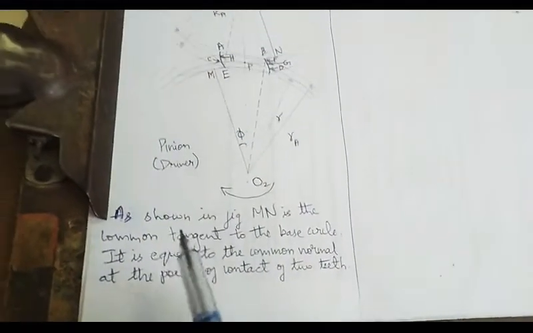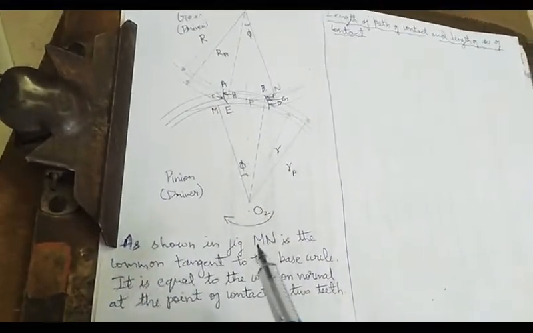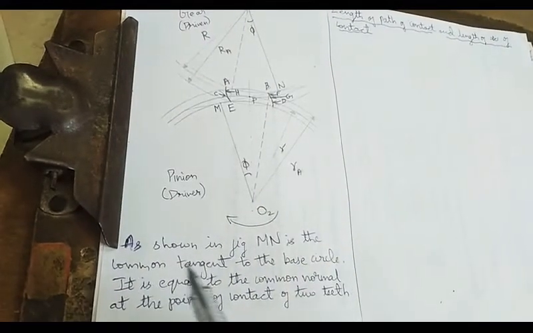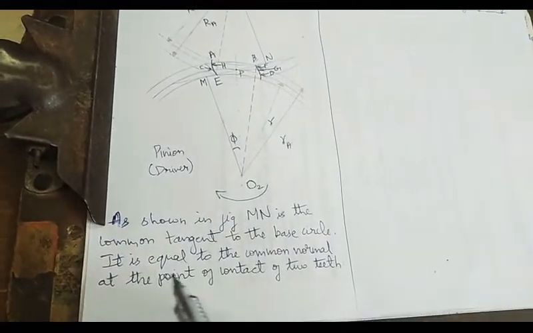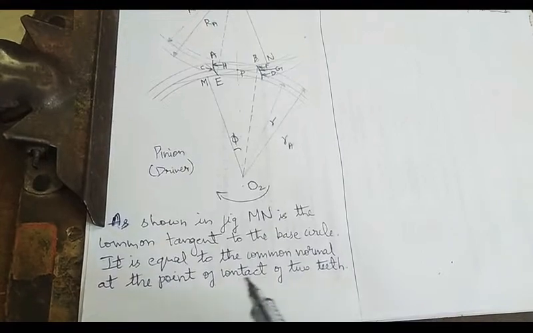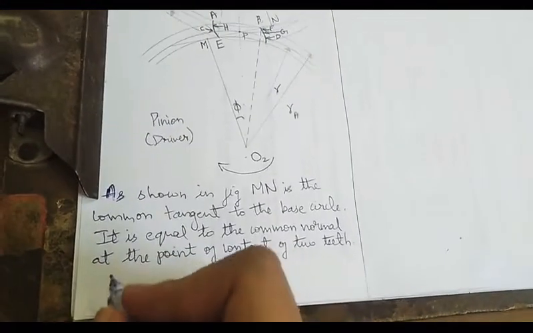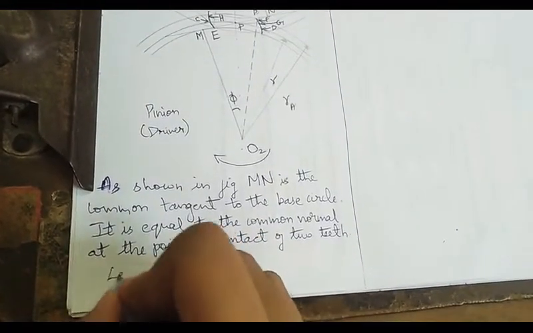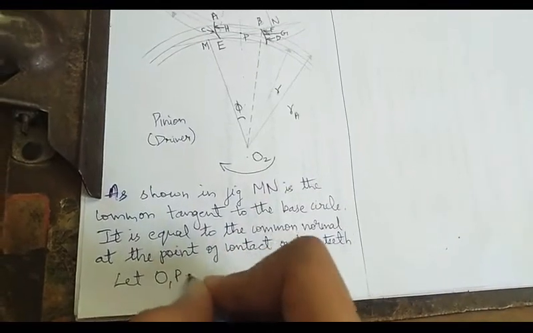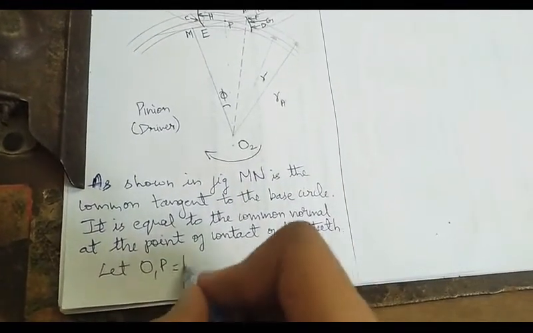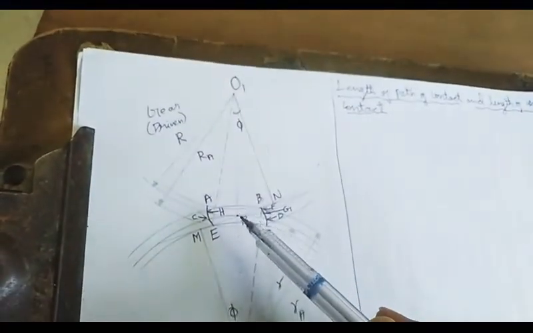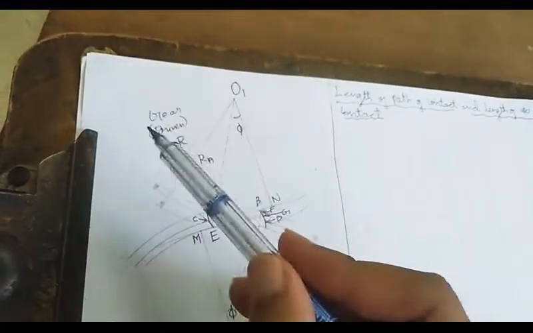Now I have written the basics here as shown in the figure. Mn is the common tangent to the base circles. It is equal to the common normal at the point of contact of teeth. Now we shall write the initial data. Let O1P be equal to, in the figure you can see that O1P is the pitch circle radius of the gear. It is R.